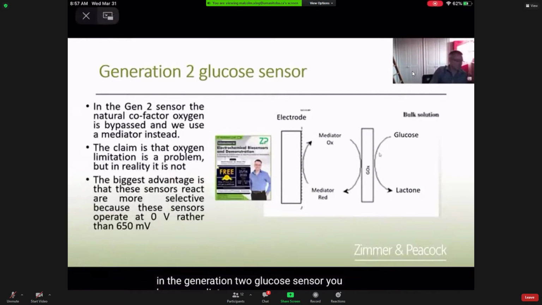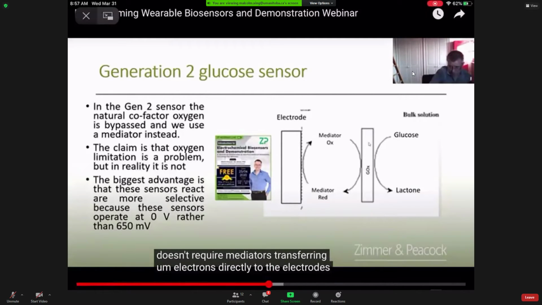For the redox reaction, you have a mediator. It's another molecule that's able to shuttle electrons from the glucose to the enzyme, and from the enzyme to the electrodes. In a generation 3 sensor, the enzyme doesn't require a mediator. It's transferring electrons directly to the electrode. If you take a look at this one, GOx, that's an enzyme, a glucose enzyme. If the glucose concentration changes, they can have a reaction, generating some voltage change.